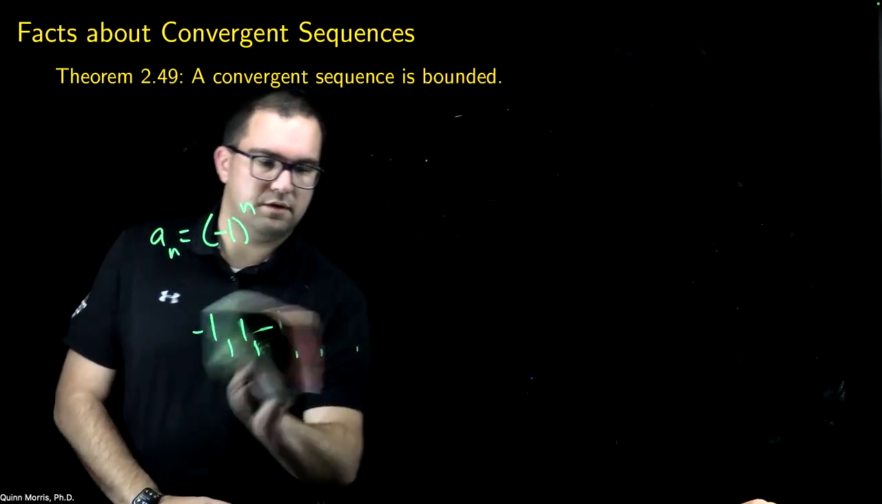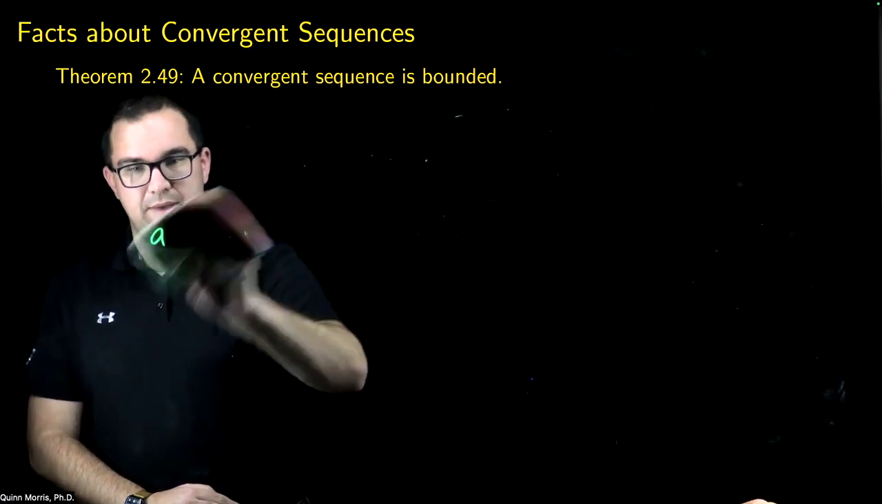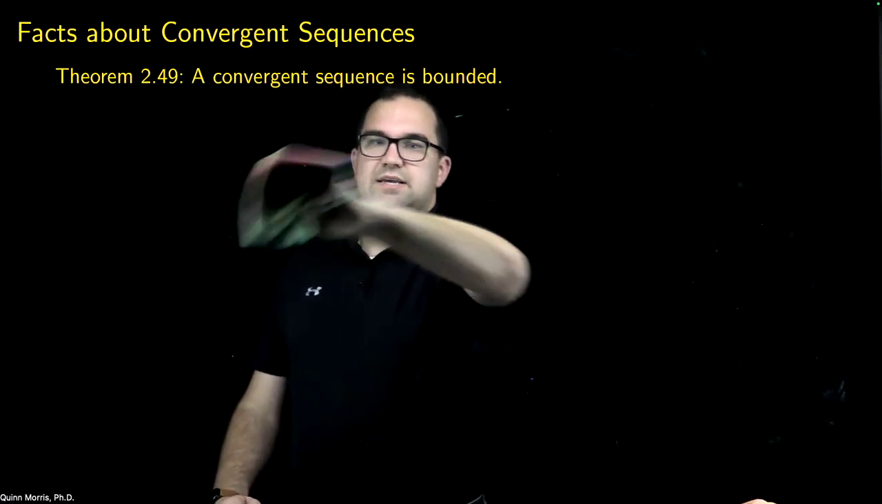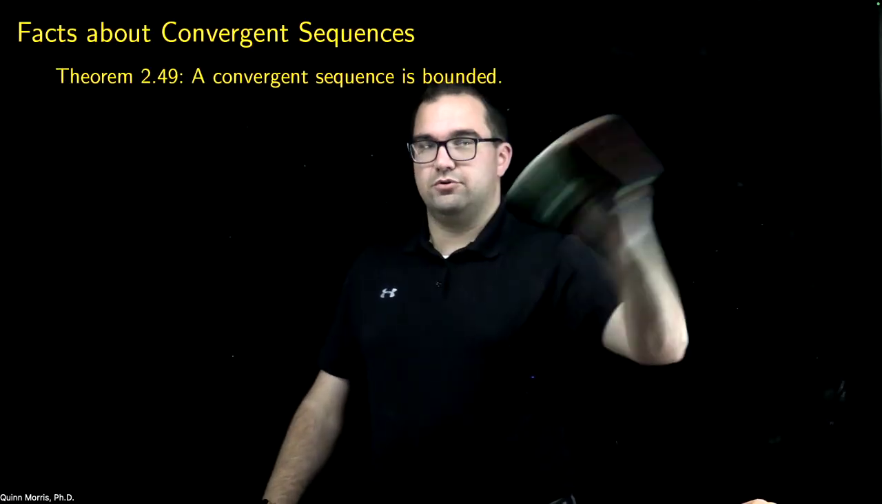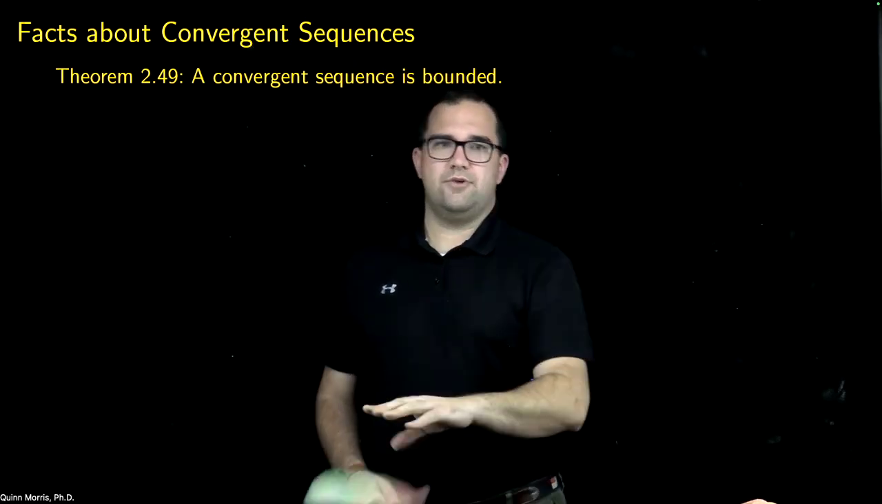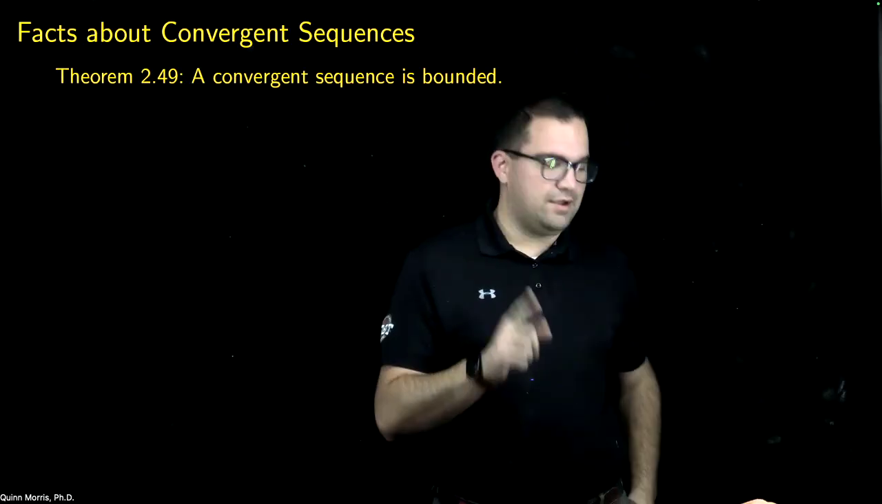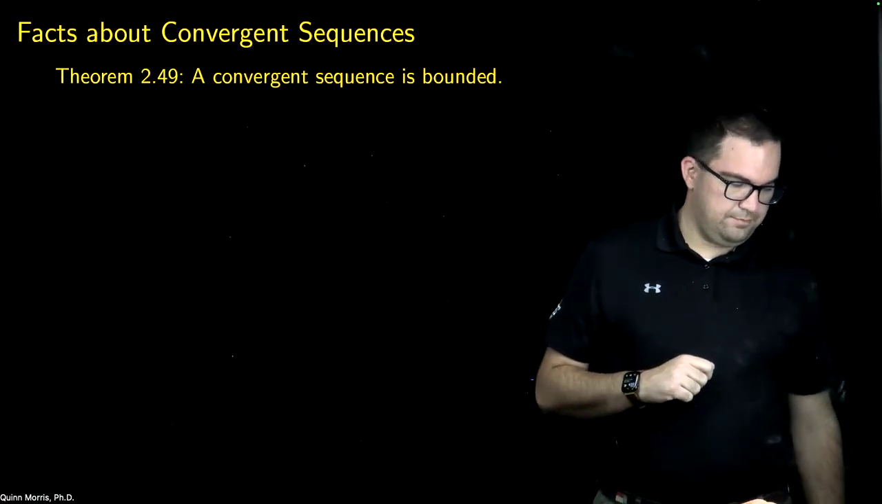So a convergent sequence implies a bounded sequence. A bounded sequence alone does not imply a convergent sequence. Turns out we'll see in a later video that boundedness plus some other property will imply convergence, but we'll deal with that a little later.